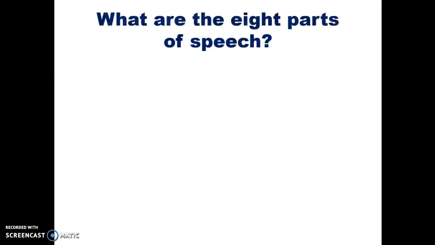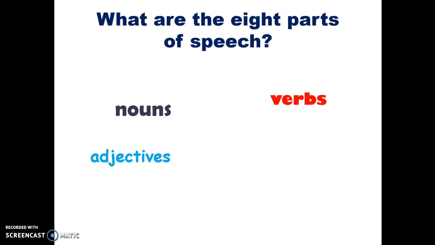Okay, so what are the 8 parts of speech? We have our nouns, our person, places, and things. We have our verbs or action words. We have our adjectives, which describe nouns, and we have our adverbs, which describe verbs.